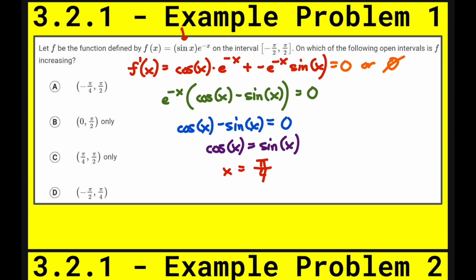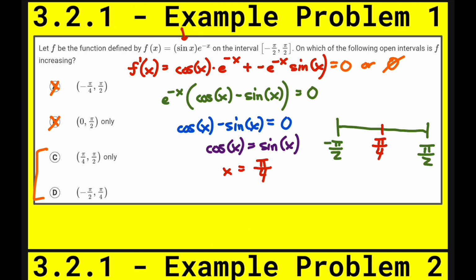So we know that that's where the derivative is equal to 0. I'm going to get rid of all the ones that don't have pi over 4 in it, because it's definitely not going to be the answer. Okay, so it's between C and D right now. But we need to figure out which interval it is. So what we're going to do is make what I call a critical number line. The critical number line is going to go from negative pi over 2 all the way to pi over 2, because that's the interval that we're looking at. And I'm going to put the critical number on the critical number line. That's why I call it a critical number line.